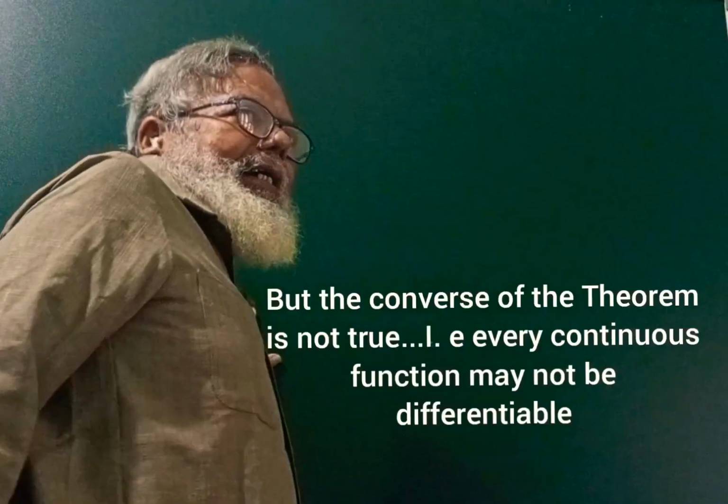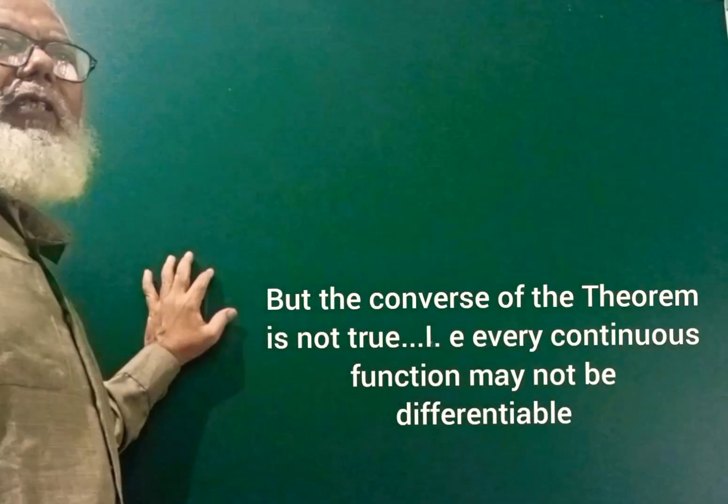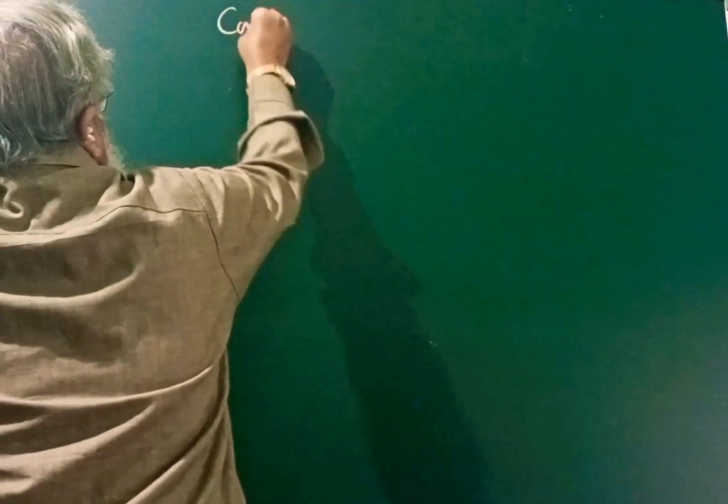We prove that the converse of the theorem is not true. That means, what is the converse? This theorem was that if a function is differentiable, it must be continuous. But if a function is continuous, it may not be differentiable. That we have to prove. So we write, converse of the theorem is not true.